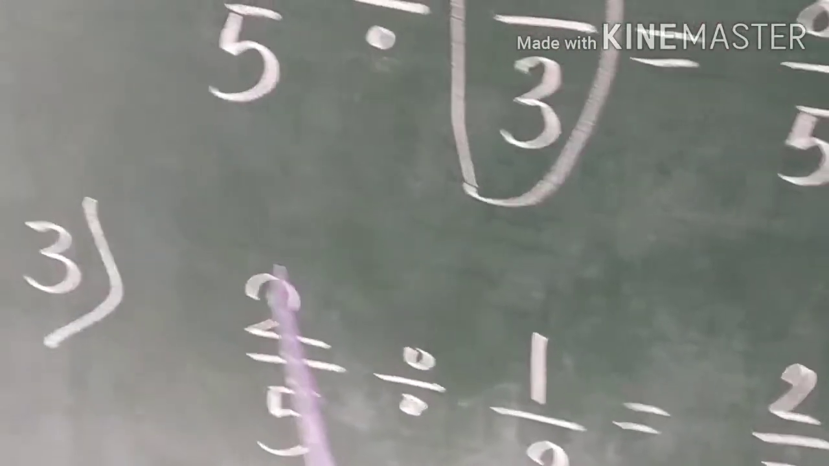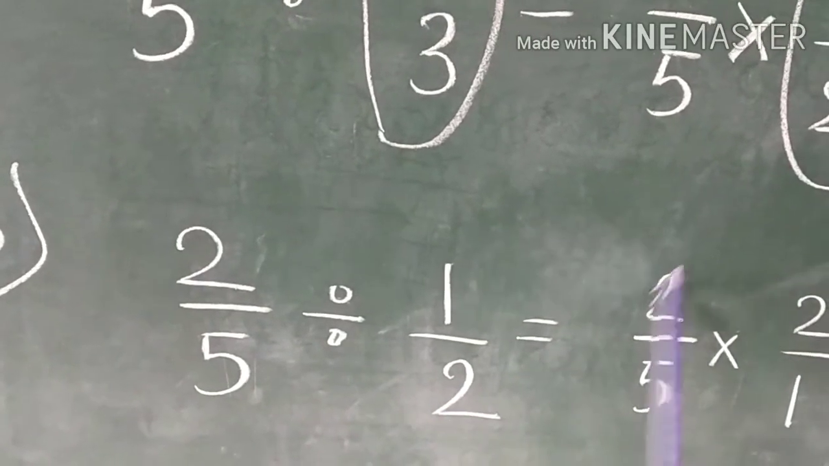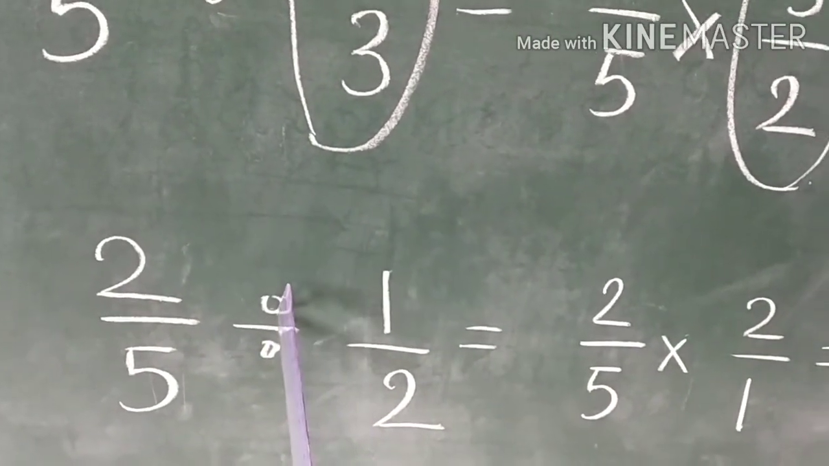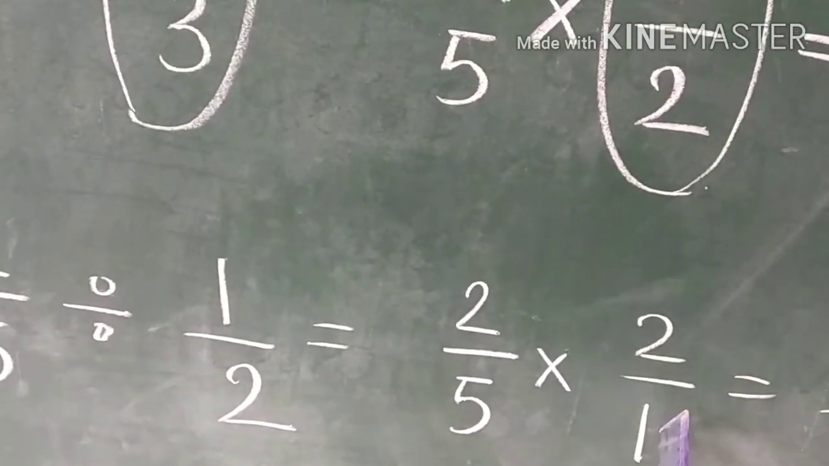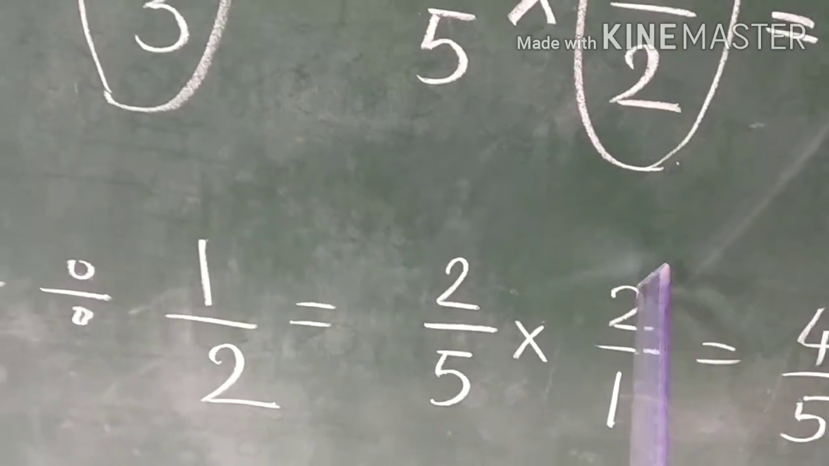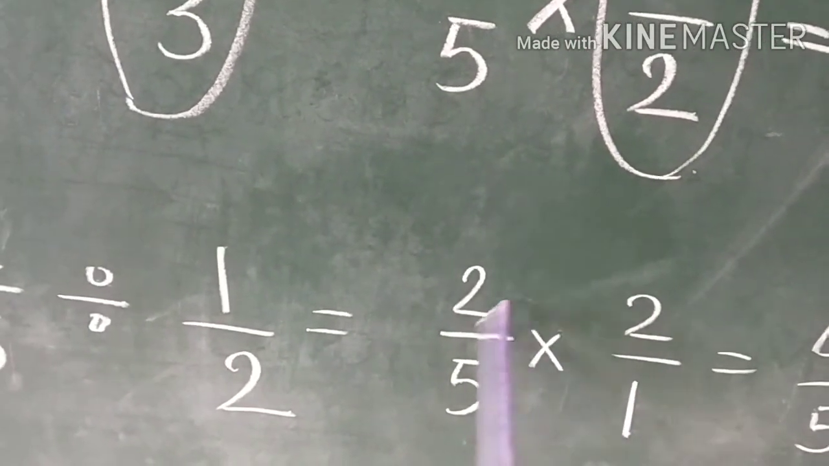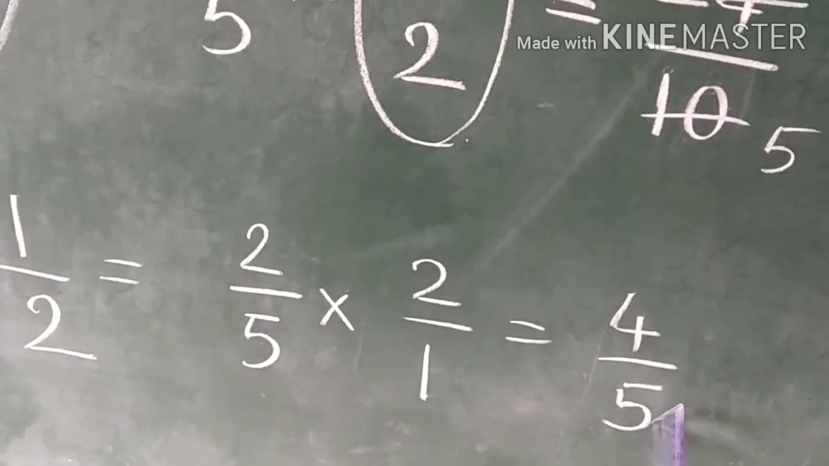Again one more example. 2 by 5 divided by 1 by 2. Now 2 by 5 keep as it is. This division is converted to multiplication. 1 by 2 can be written as 2 by 1. Now you can understand why we have written here 2 by 1. So 2 2s are 4, 5 1s are 5. 4 by 5 is the answer.